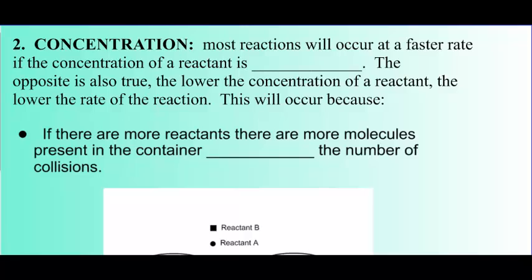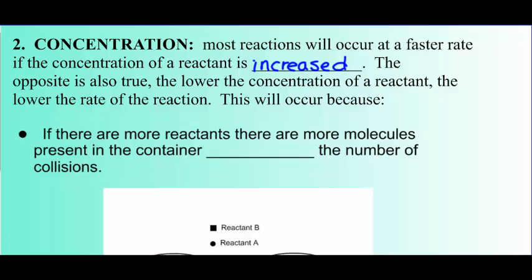Concentration is another factor that affects the rate of a reaction. If you increase the concentration, the reaction will occur faster because there will be more collisions. There'll be more bumping because now there's more molecules to bump. So most reactions will occur at a faster rate if the concentration of a reactant is increased. And I'll show you a demonstration of this tomorrow in class. The opposite is also true. If you lower the concentration, you lower the rate of a reaction.